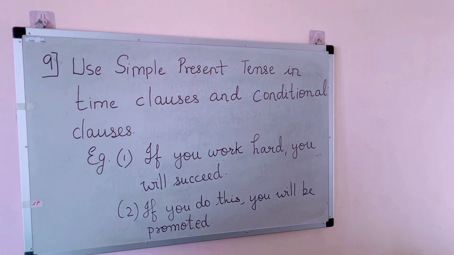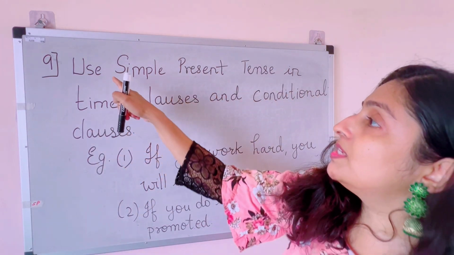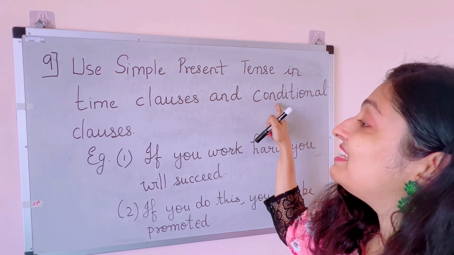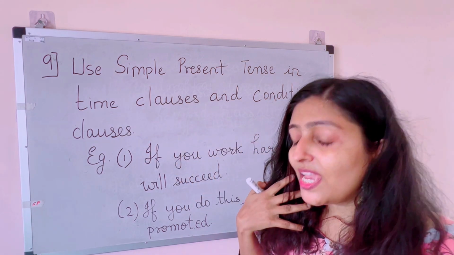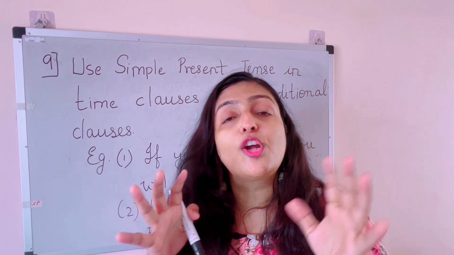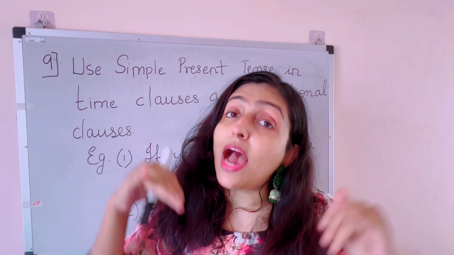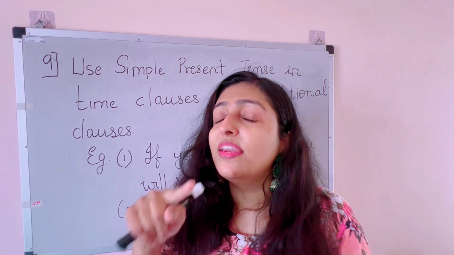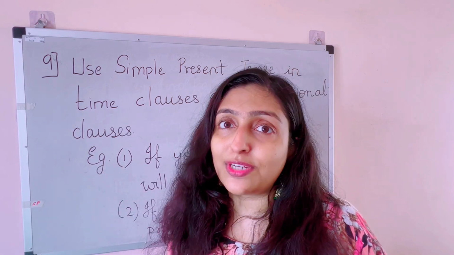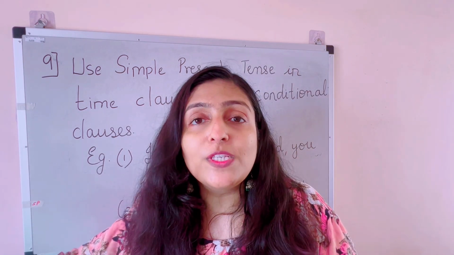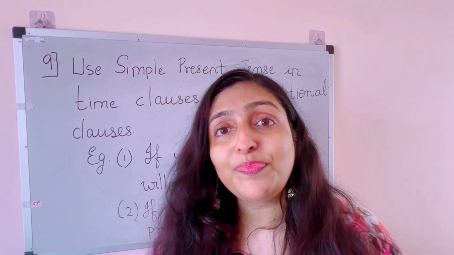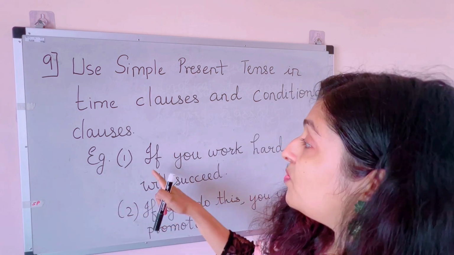Let's move on to rule number 9, and that is: use simple present tense in time clauses and conditional clauses. Now, what is a time clause? Any dependent clause that has a time word in it, like when, after, as soon as. So when there are such conjunctions, then normally we use simple present tense. Conditional clauses means the dependent clause with if.